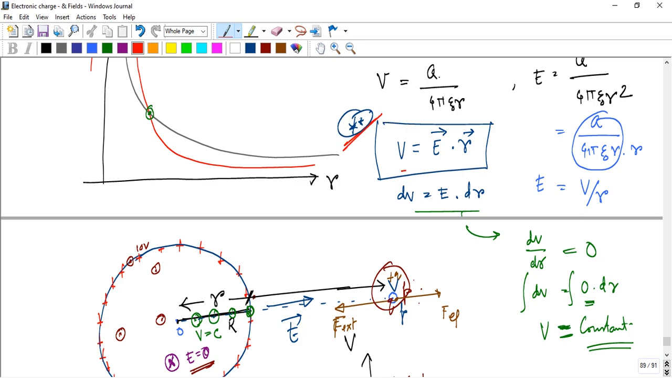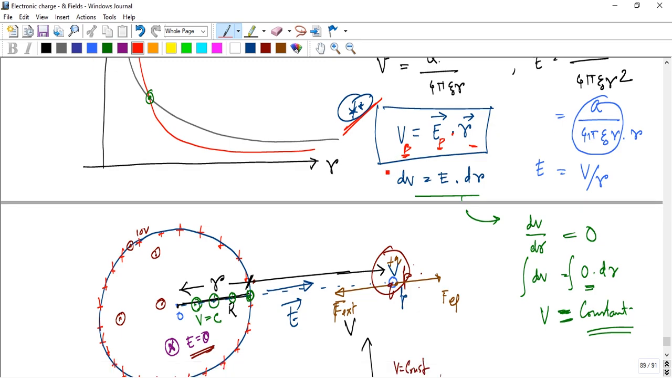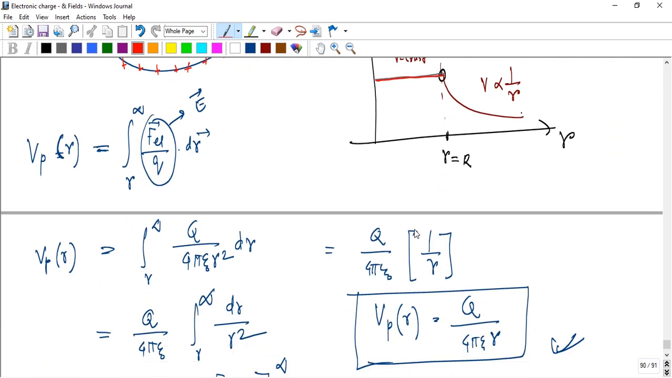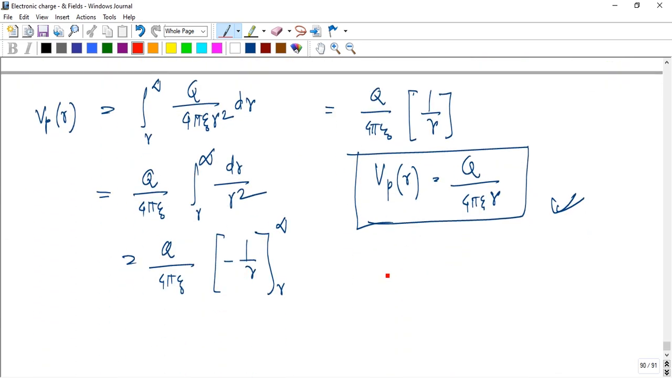The potential is a scalar, electric field is a vector and displacement is also a vector. That's why if I take the dot product between these two, we get the potential at point P. I know that potential is a scalar quantity. Is the concept clear? What is the potential at point P and how is it related to the electric field? The unit, obviously, is the volt.